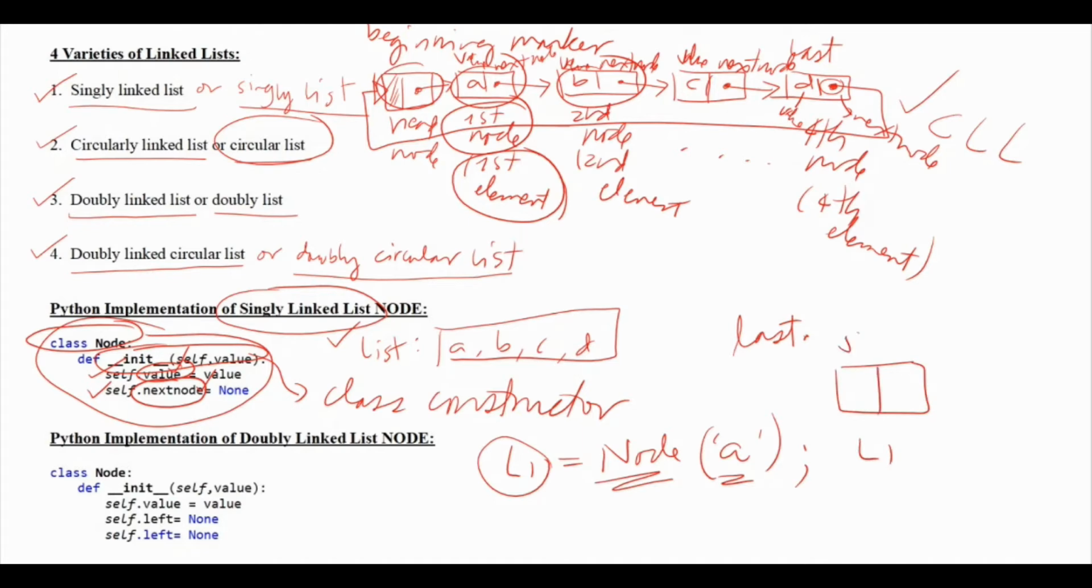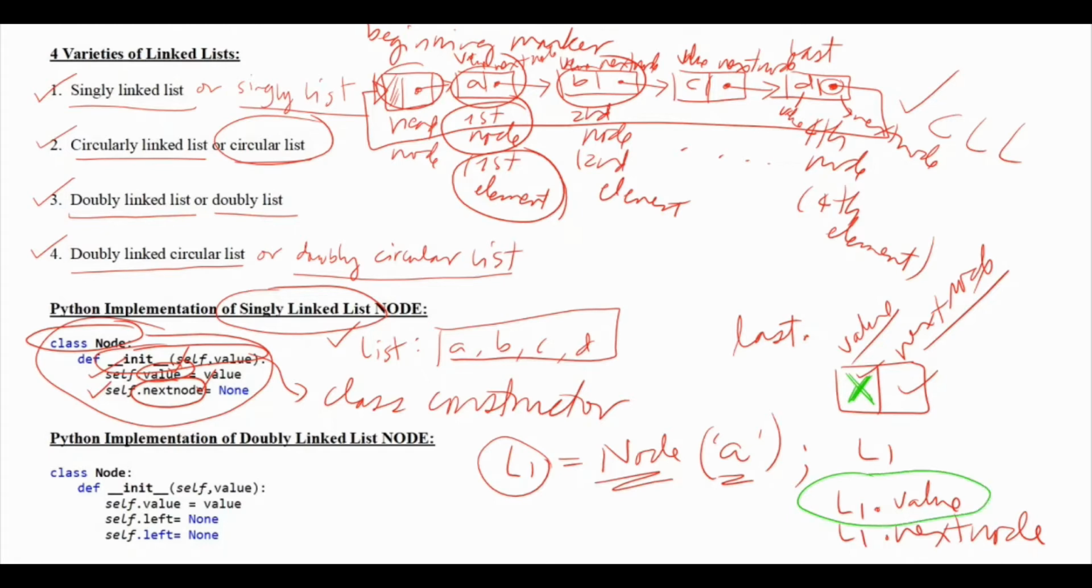The first field is value, and the second field is next node. So you refer to this as L1.value, and this one as L1.next node.